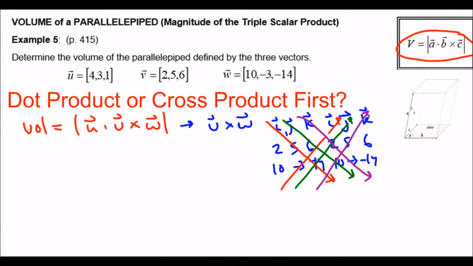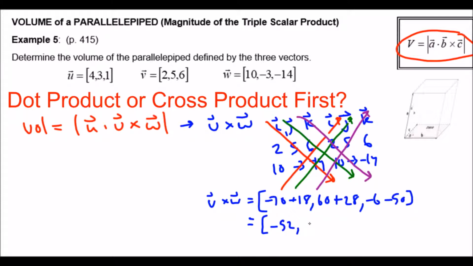V cross W will give me the vector: 5 times negative 14 is negative 70, plus, because I've got a negative here, plus 18, comma, 6 times 10 is 60, minus, that's actually plus here, 28, and then finally 2 times negative 3 is negative 6, minus 50. So my cross product will be negative 52, 88, and negative 56. So that is V cross W.